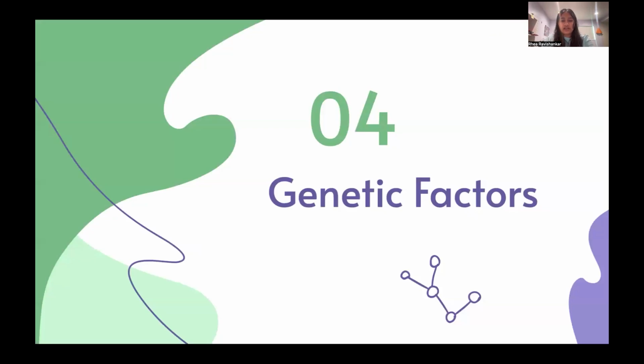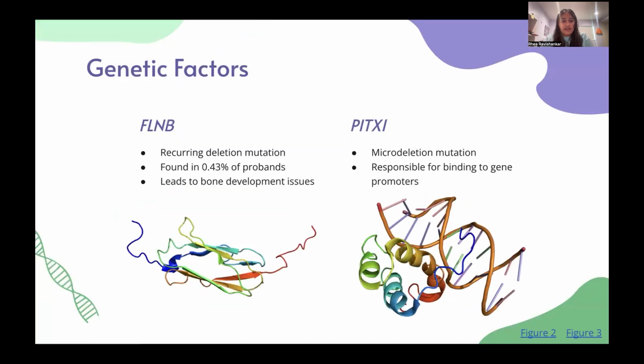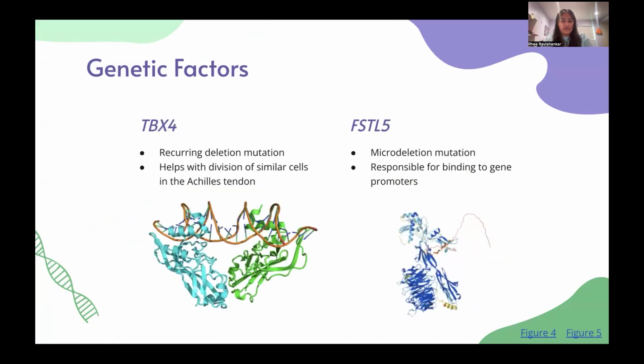So moving on to the genetic factors, I did a lot of research going through a bunch of papers to find and identify different genetic mutations that have proven to cause issues related to clubfoot. For example, the deletion of FNLB leads to bone development issues. Additionally, PITX1 deletions can cause abnormalities in limb development. Without TBX4, there wouldn't be division of similar cells in the Achilles tendon. And STL5 is a deletion mutation that is expressed in the hind limb, causing it to be shorter.